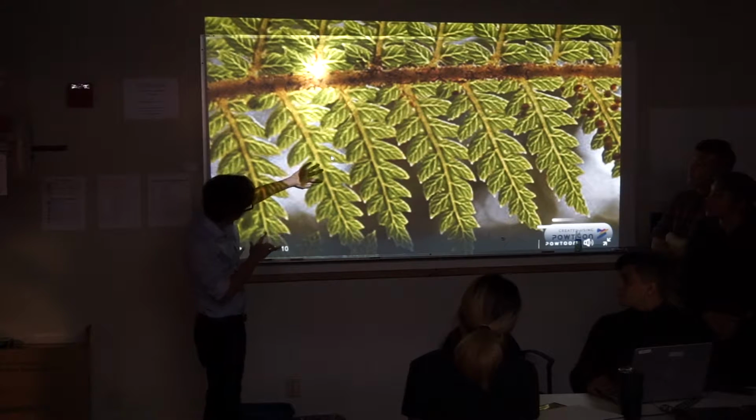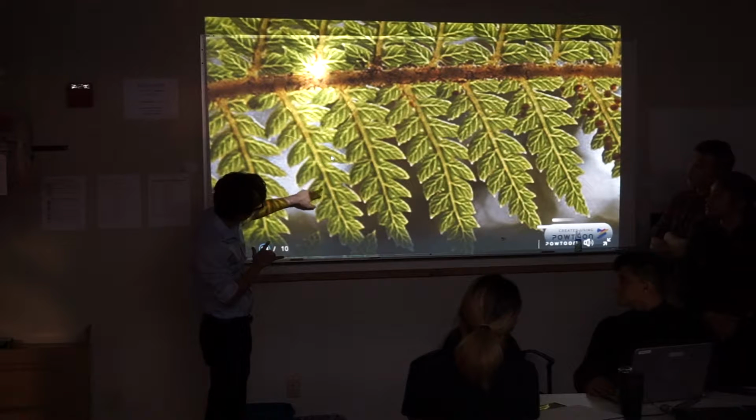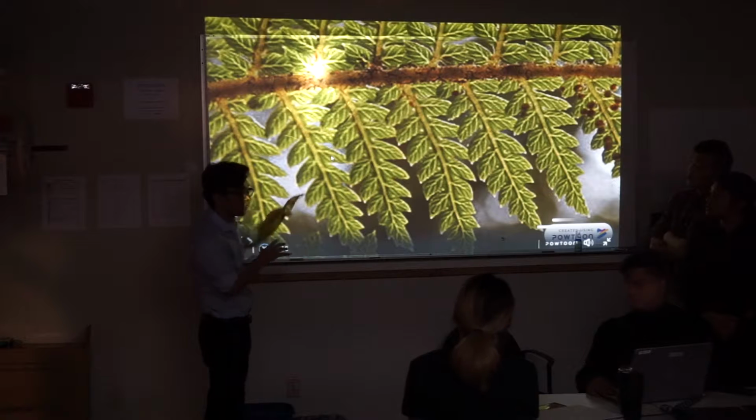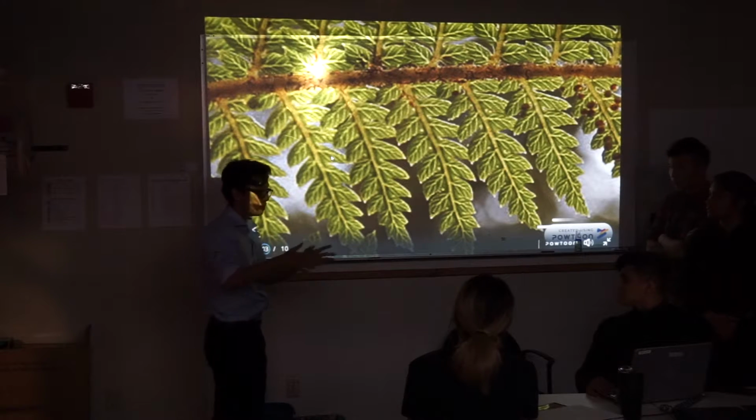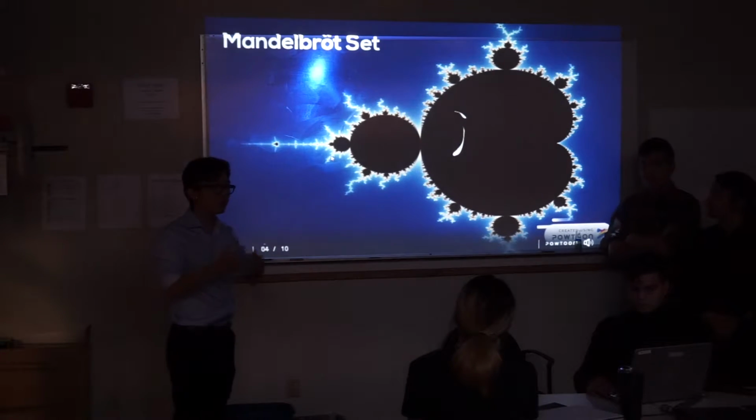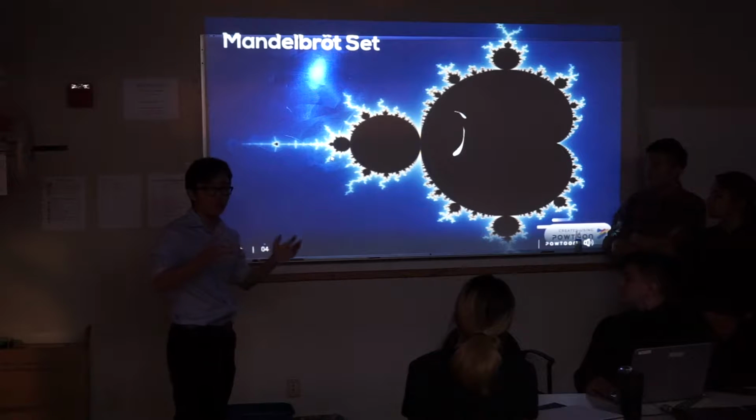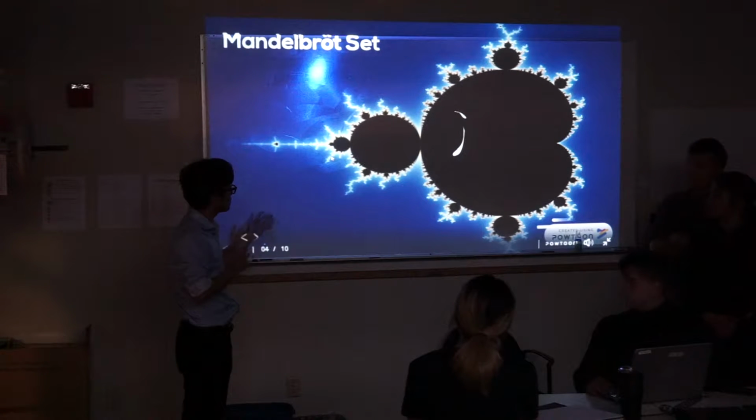You can see that each leaf individually has the same pattern, where it has a main stem that comes down the middle, and then each individual line that comes off the side gives off a fern image. So now we've talked about what a fractal is and the basic layout of a fractal, and an example that I showed was the fern.